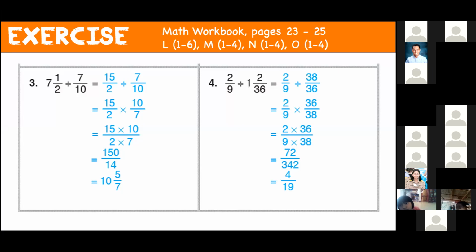So you have 20 seconds to copy. Copy the correct answer.